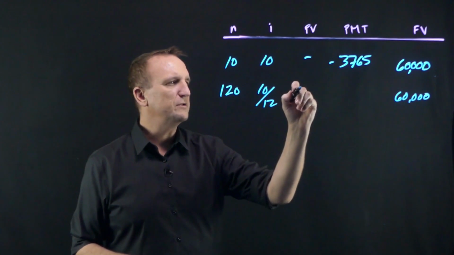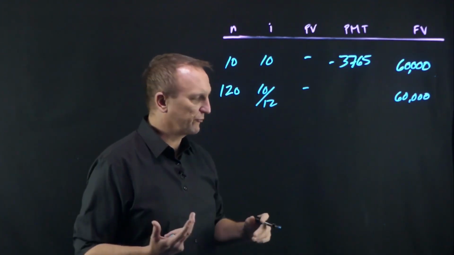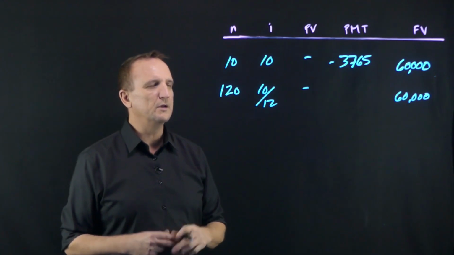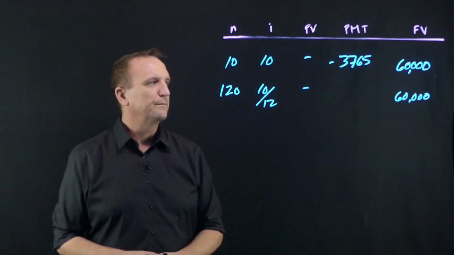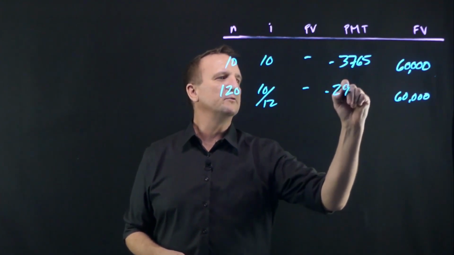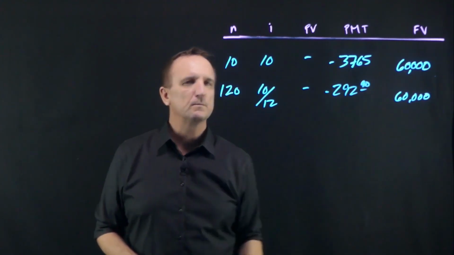Again, no mention of any sort of present value or initial deposit. So if we solve for payment here, it's going to be $292.90.